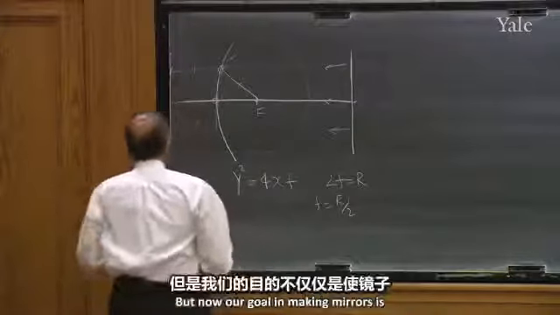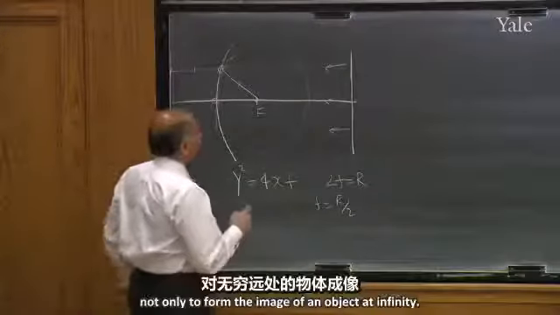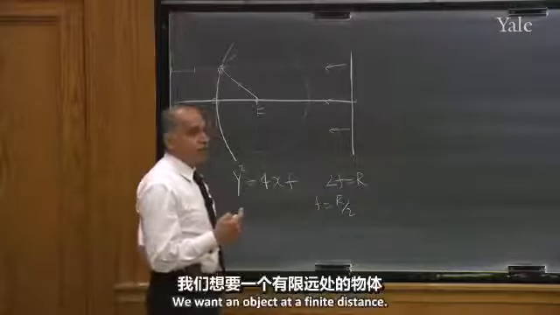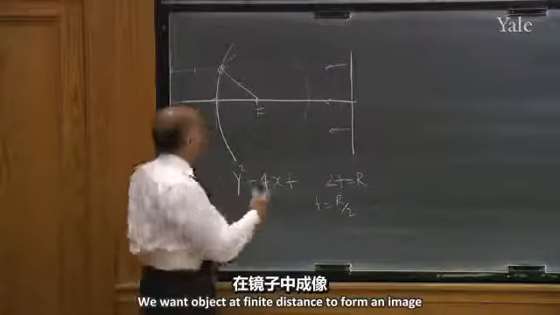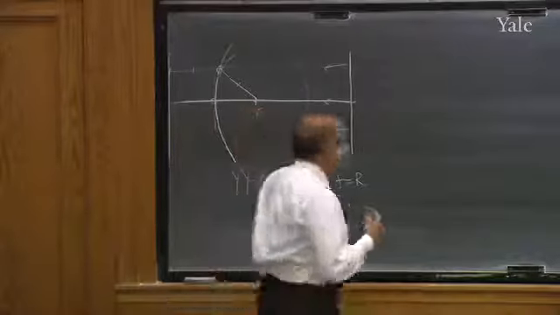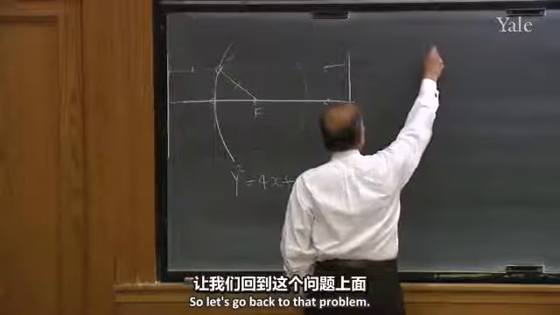But now our goal in making mirrors is not only to form the image of an object at infinity, but you want an object at a finite distance. One object at a finite distance to form an image, and that's what we were talking about. So let's go back to that problem.